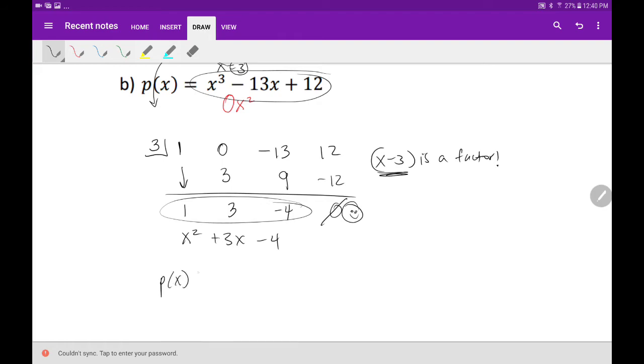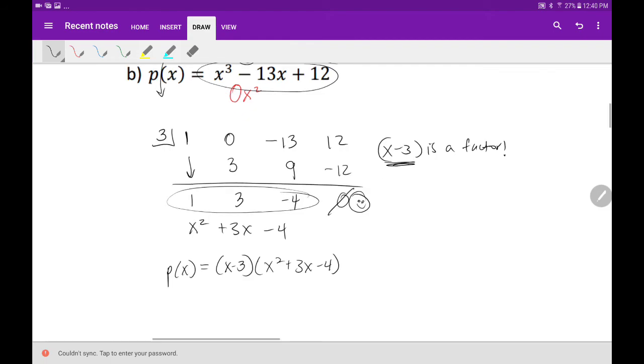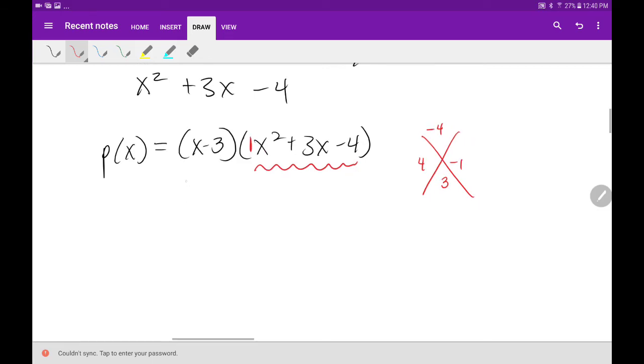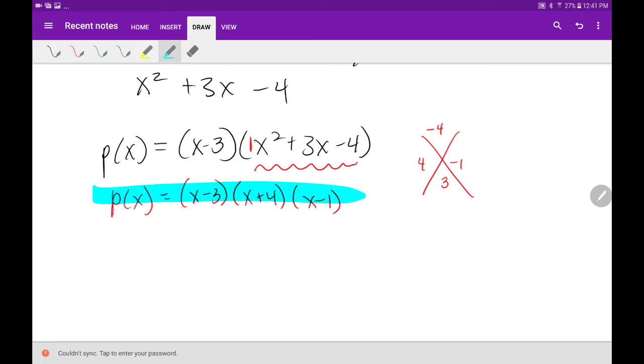So p of x therefore equals x minus 3, the thing we divided by, times the answer that we got. Similarly to before, we need to continue factoring this all the way, so we'll do magic x on the right side. The two numbers that work in this case are going to be 4 and negative 1. Since there's no number out in front, it's just a 1, we can use our previous shortcuts, which is just to rewrite this as x plus 4 times x minus 1. And now we're fully factored.